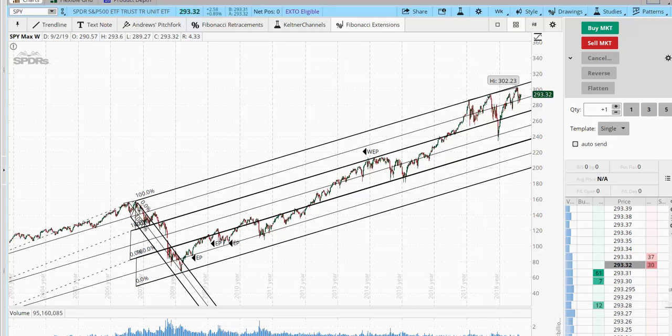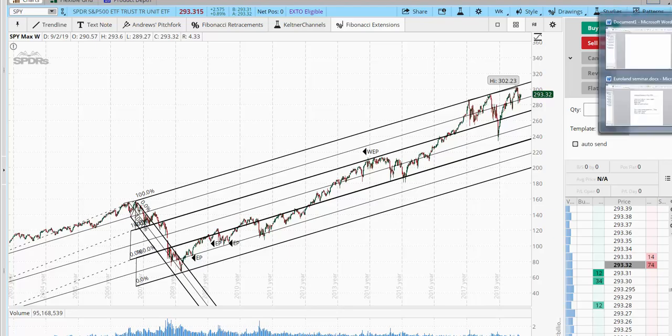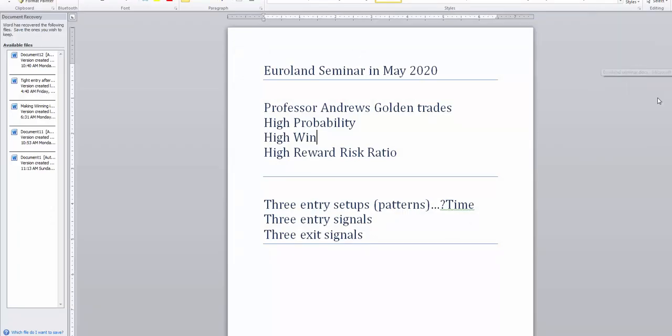And that's why in May, for example, in the last half of May in 2020, we're going to be covering that. It's what I call Professor Andrews Golden Trades. These are ones that have high probability, high win, high reward risk ratio. We'll be focusing on 3 time frames, 3 entry setups, 3 entry signals, and 3 exit signals.